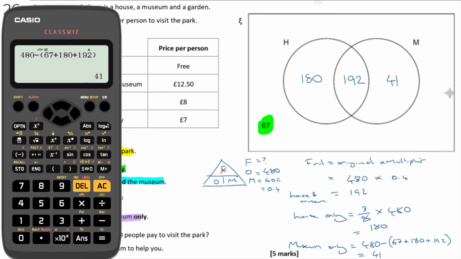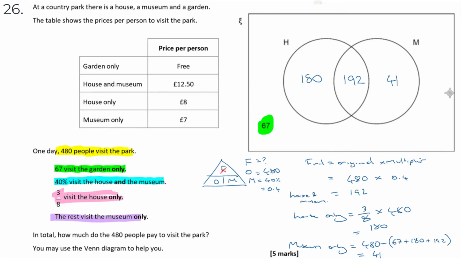Okay, so then what is the total that they pay to visit the park? So garden only is free. House only is £8, so we're going to be multiplying that amount by 8. House and museum is £12.50, and museum only is £7. Okay, so we're going to do those and add them up, aren't we?